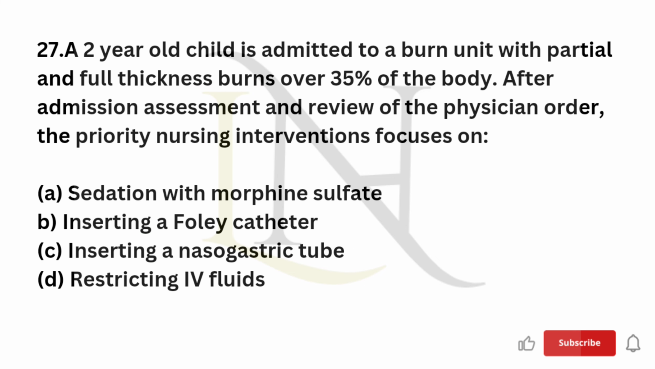A 2-year-old child is admitted to burn unit with partial and full thickness burns over 35% of the body. After admission assessment and review of the physician order, the priority nursing intervention focuses on option A, sedation with morphine sulfate. Option B, inserting a Foley's catheter. Option C, inserting a nasogastric tube. Option D, restricting IV fluids. Answer option B, inserting a Foley's catheter.